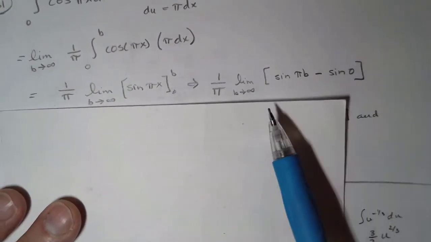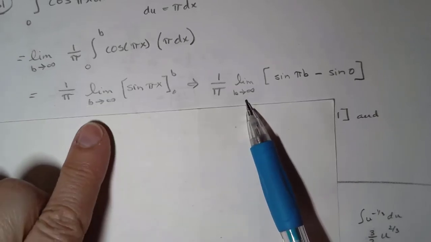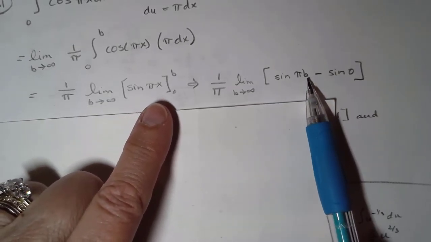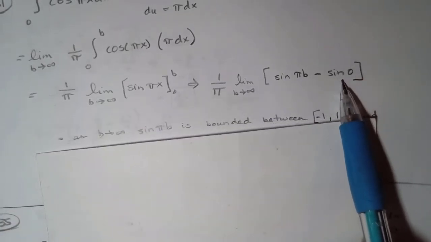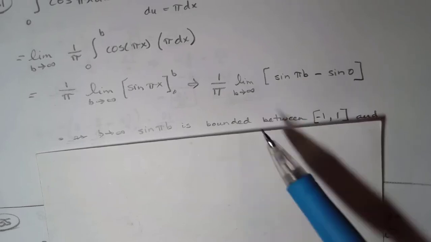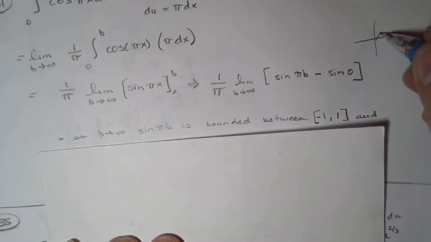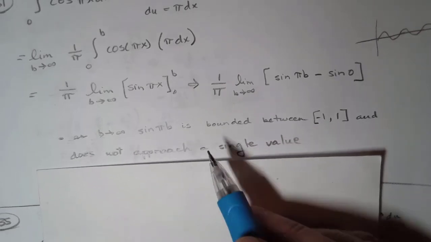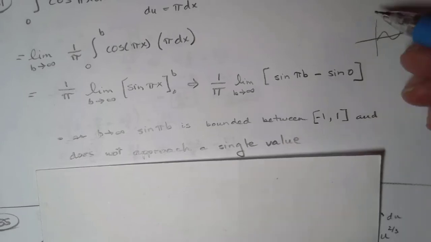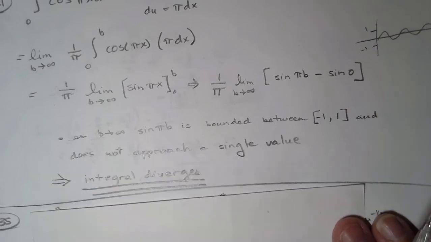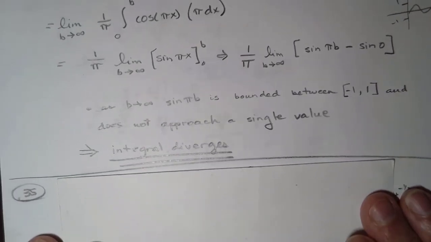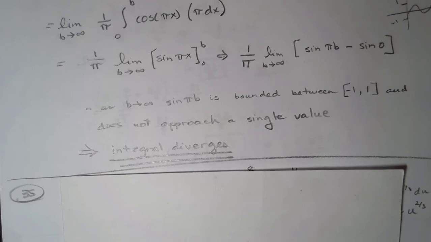And now we have 1 over pi, the limit as b goes to infinity of sine of pi b minus sine of 0. Now, sine of 0 is 0. But what about pi b? As b goes to infinity, you know that sine looks like this. So as we go to infinity, we know that sine b is bounded between -1 and 1, and we're not approaching a single value at all. So this integral diverges because while we are bounded, we still are not approaching a single value.